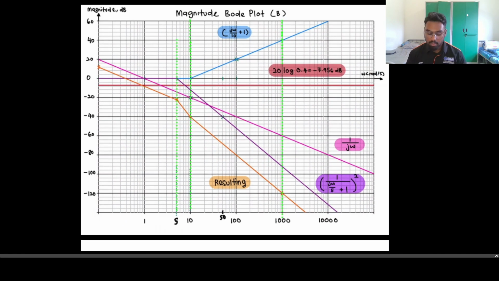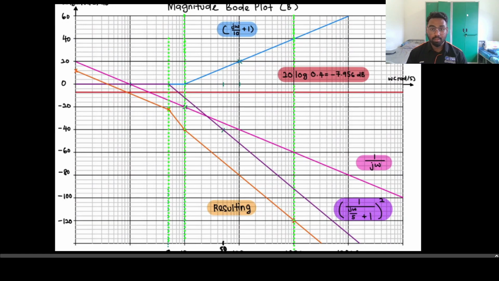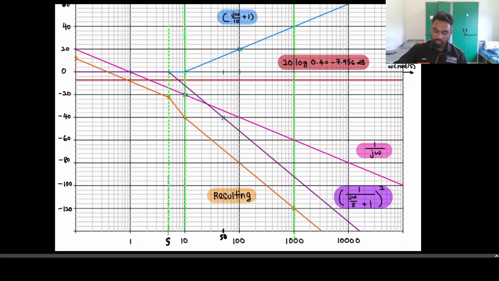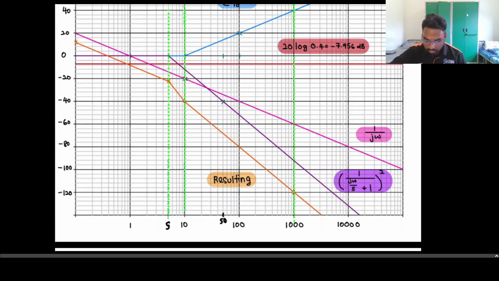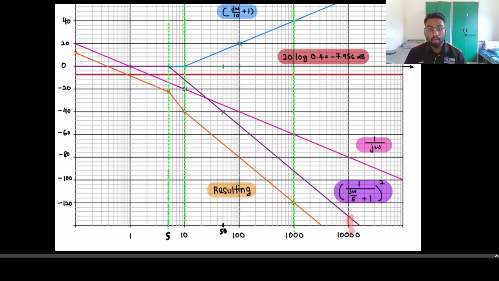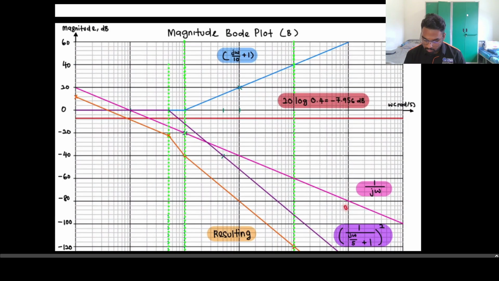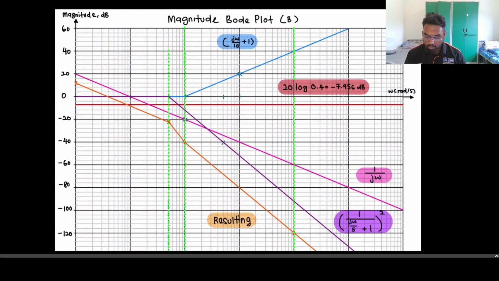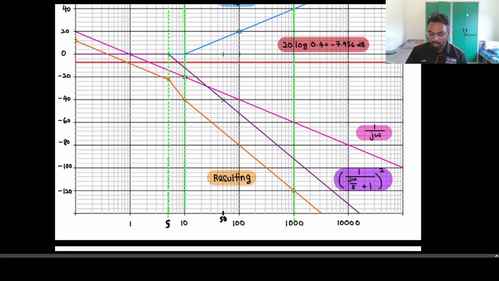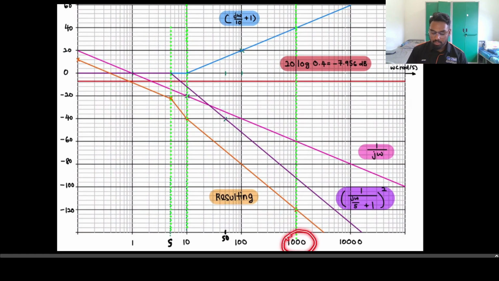So what we have to do is take a test decade which includes every single line. For this graph, I think I'll take the 1000 omega, so that all lines are still intersecting. I can't take the 10,000 omega because the blue line stops here. So it's better to take a decade that has an intersection of every single line. So I take 1000 omega.